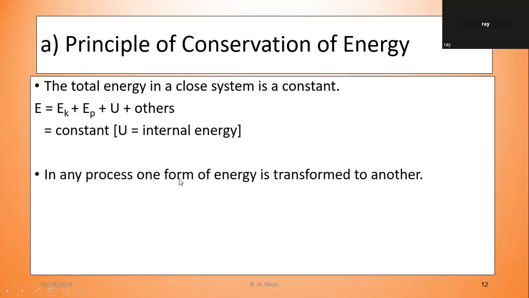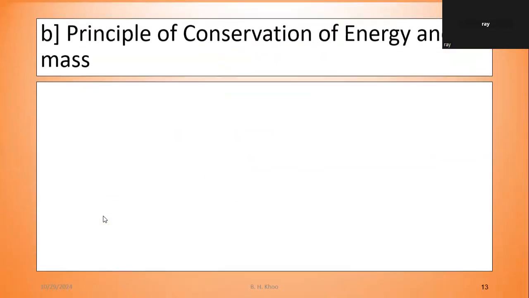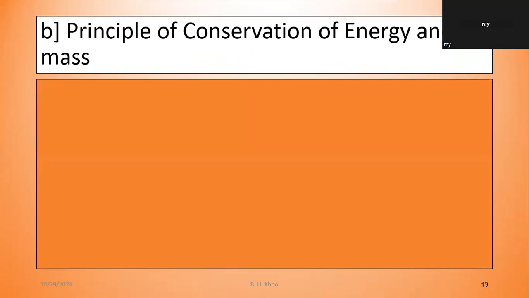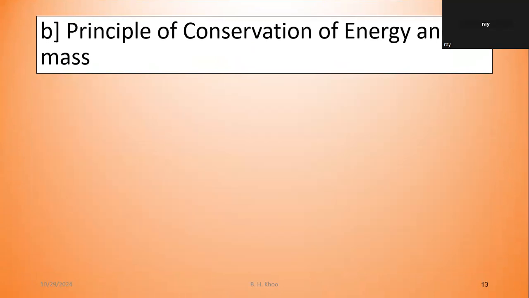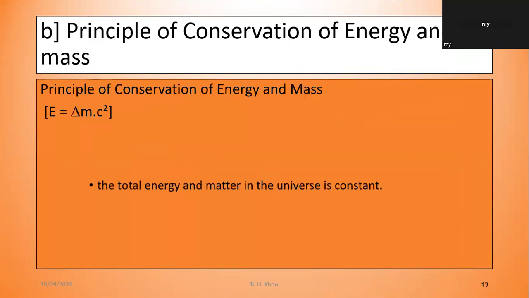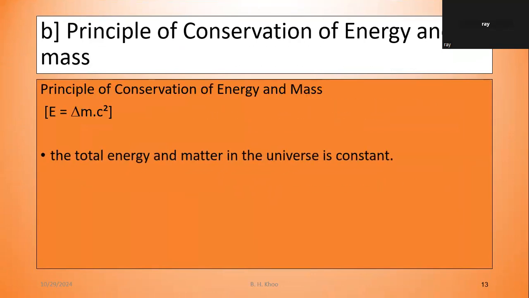In any process, one form of energy is transformed to another. If you are interested in mechanical energy, then we write EK plus EP. This one we are not interested in. We will be interested in A2, the principle of conservation of energy and mass. Right, so now we replace our conservation of energy with conservation of energy and mass.